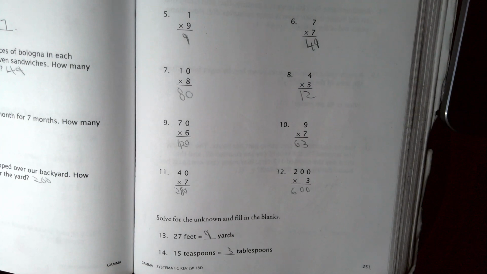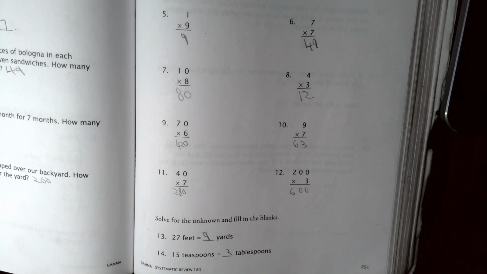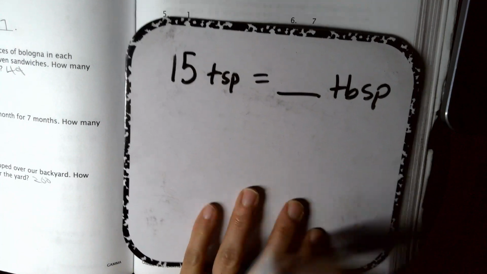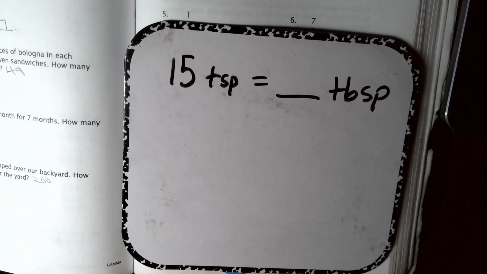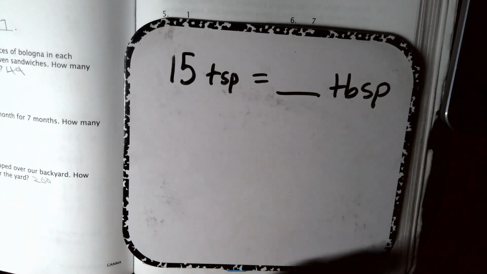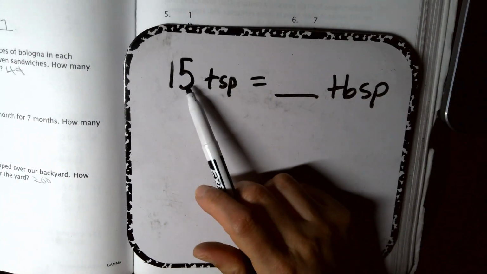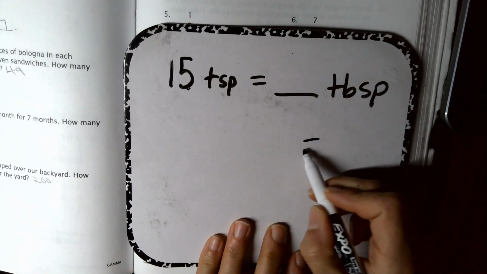It says 15 teaspoons equals blank tablespoons. Okay, so 15 teaspoons equals blank tablespoons. Which ones are bigger, teaspoons or tablespoons? Tablespoons are bigger, so in order to measure the same amount of sugar, we'll probably need way more teaspoons and way less tablespoons. So this is going to be our biggest number because these are going to be smaller.